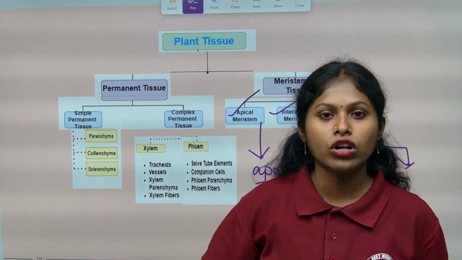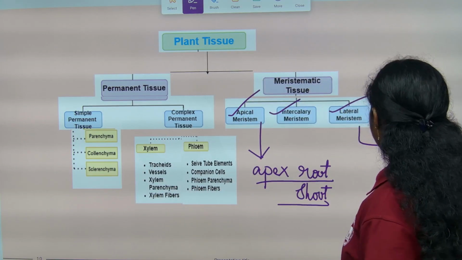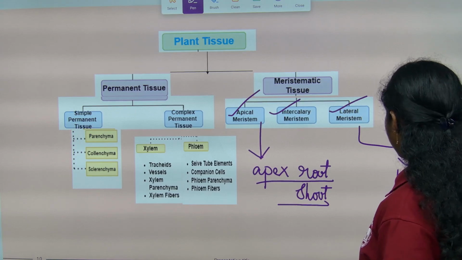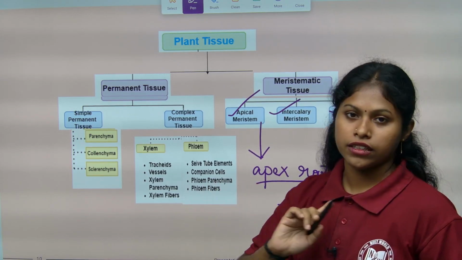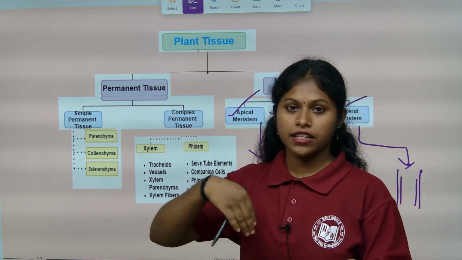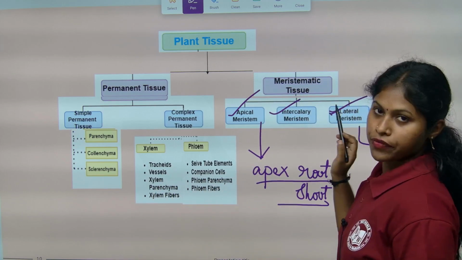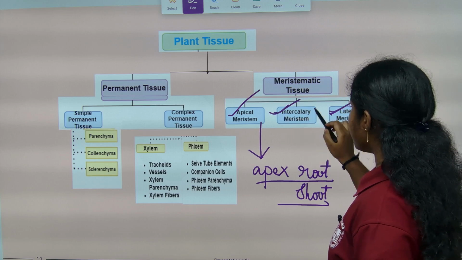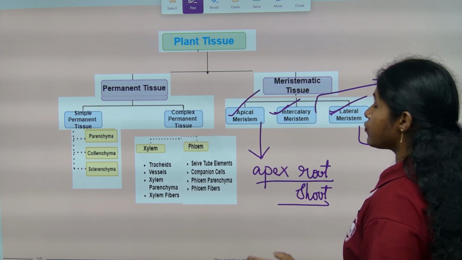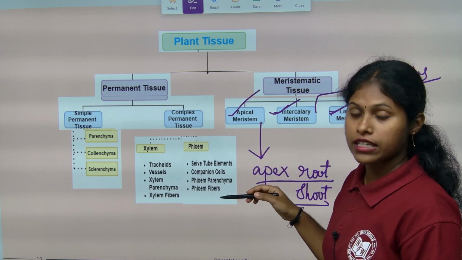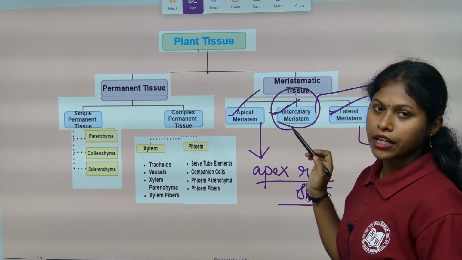It is involved in growth. To increase the width of the plant, by horizontal growth, lateral meristem is involved. The cylindrical formation of the plants is due to the actively dividing cells of lateral meristem. And coming to the intercalary meristem, these are present at the nodes, or at the base of the lamina of the leaves and stems.